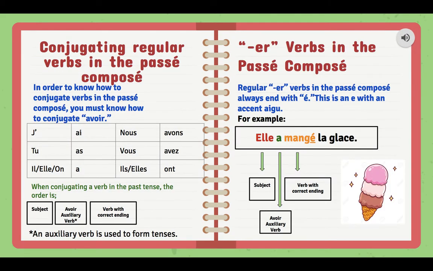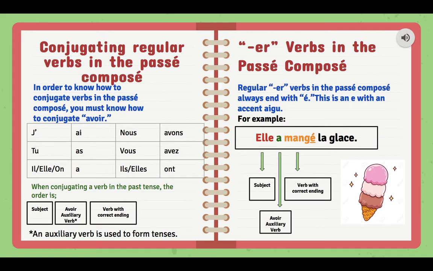Conjugating regular verbs in the passé composé. In order to know how to conjugate verbs in the passé composé, you must know how to conjugate avoir. Je becomes j'ai, tu as, il, elle, on a, nous avons, vous avez, and ils or elles ont.